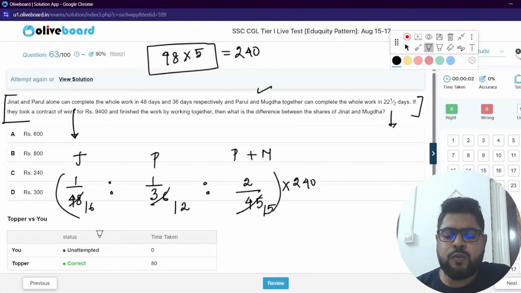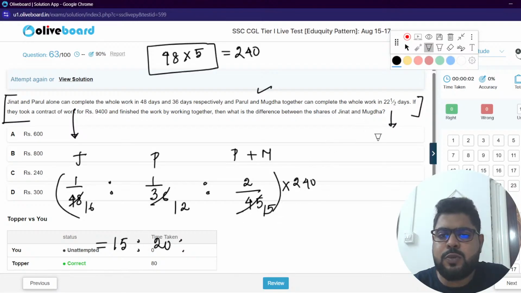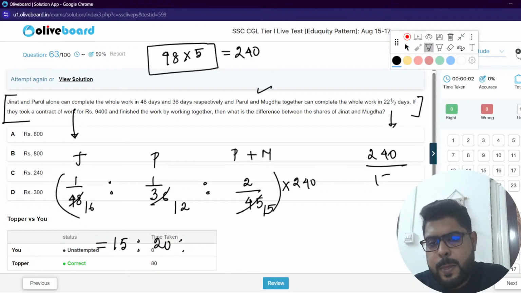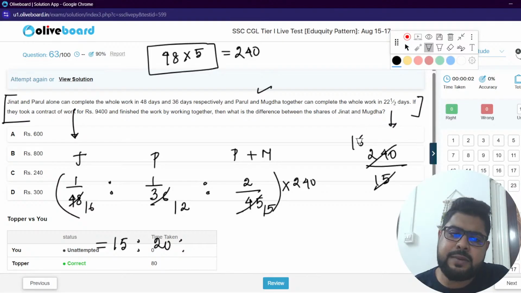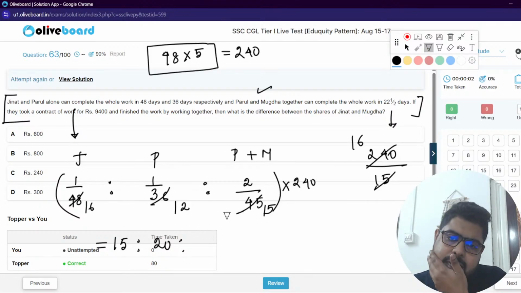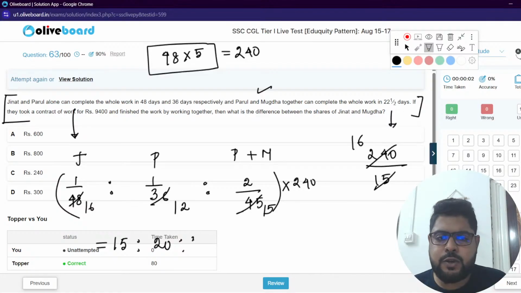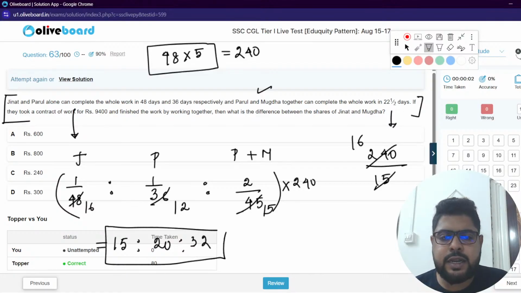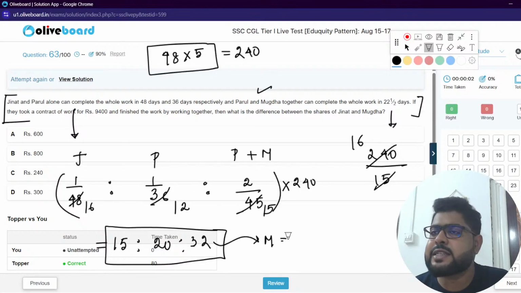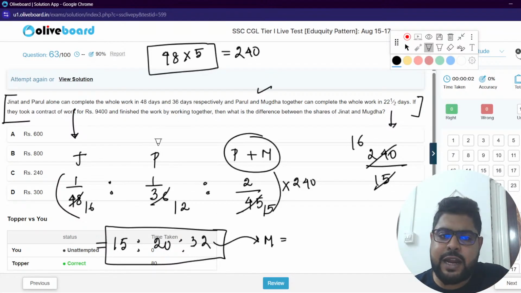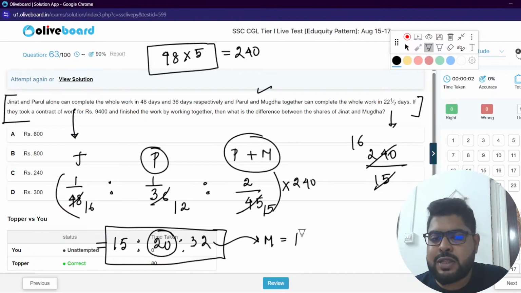So multiply this by 240. You will get 16 into 15. 16 times 15 is 240, and 12 times 20 is 240. And 15 times 16 is 240. So that means 32. Now Mugdha's efficiency: this is Parul plus Mugdha, so out of that, Parul is itself 20. So Mugdha will be 12.